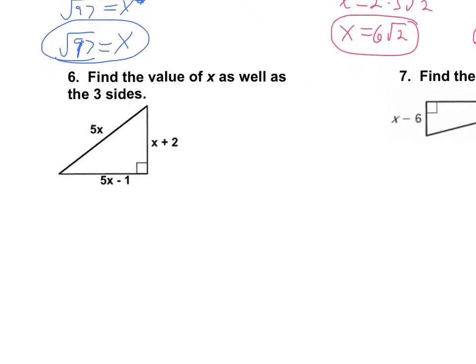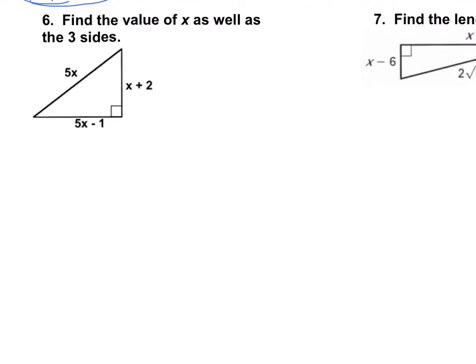All right. Number 6, find the value of x as well as the three sides. Okay, this one looks a little different because we got x's all over the place. We don't know what any of the three sides are. Not really. We have an expression, but we don't know the exact values. Well, even if you're confused about this, you should at least be able to set it up. So let's set this up.